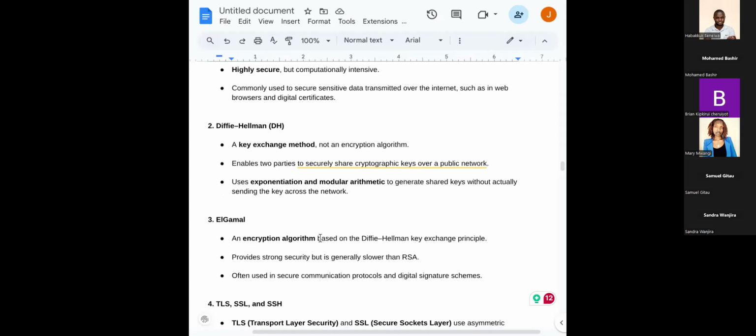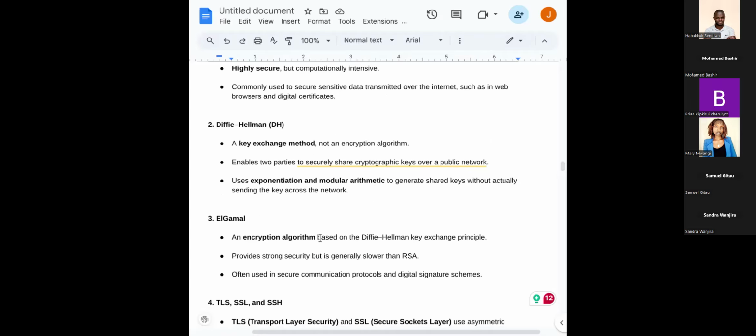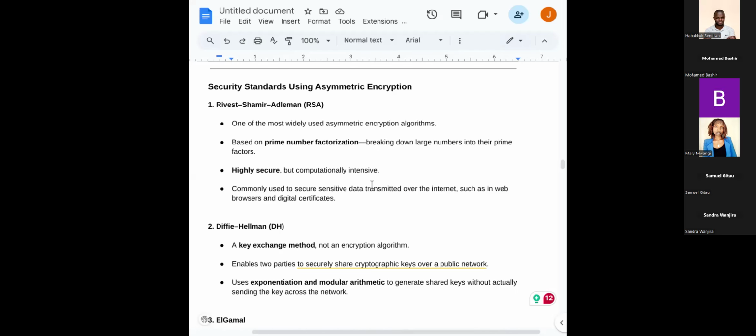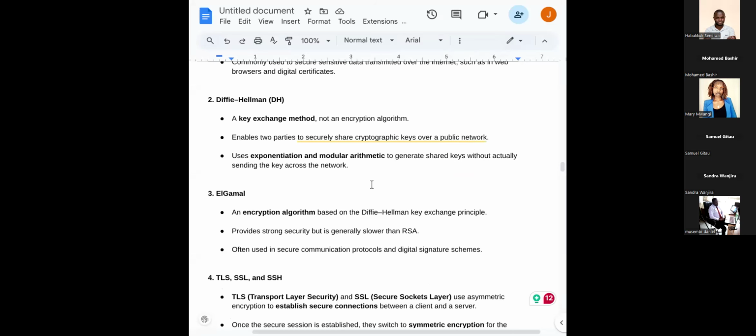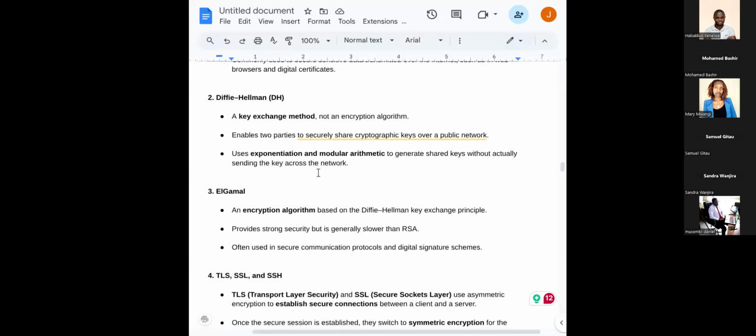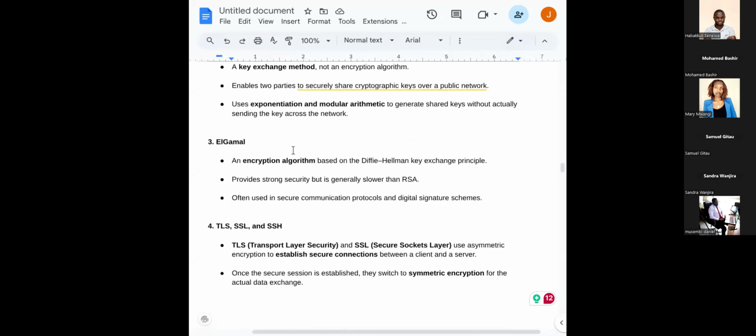And the other one is the DH. It uses a key exchange method. It's a key exchange method. It's not an encryption algorithm. The two parties share cryptographic keys over a public network. It uses exponentials and modular arithmetic. So while RSA uses prime numbers, the DH uses exponentials and modular arithmetic, things that in math we do not want to remember.